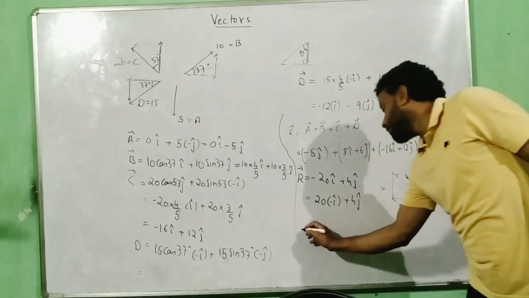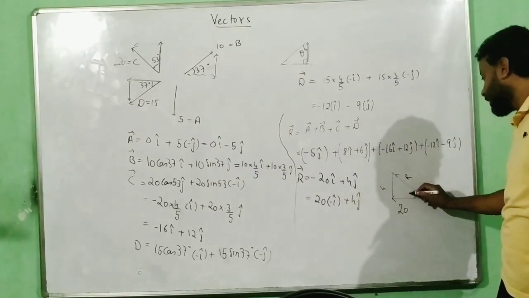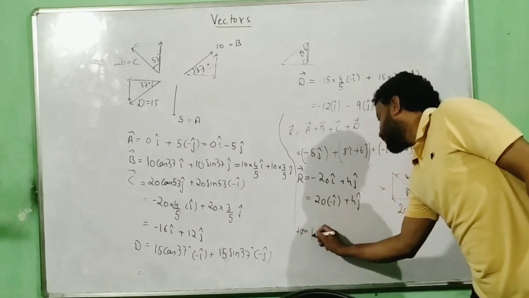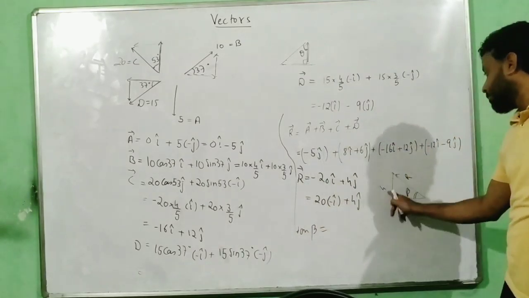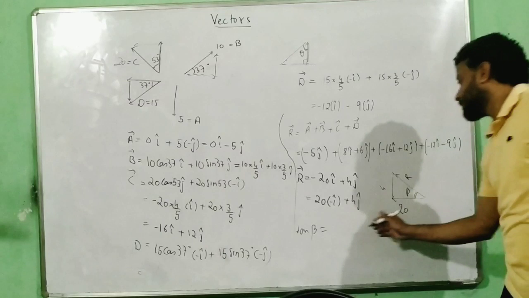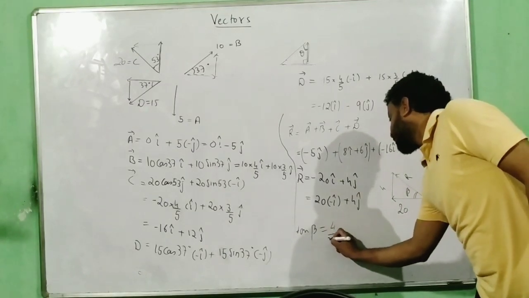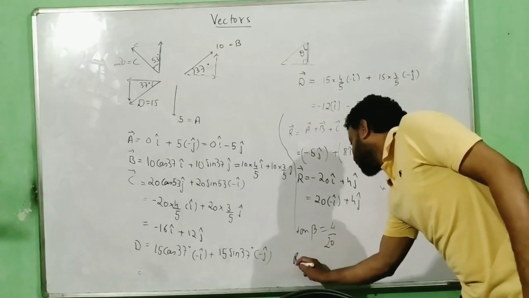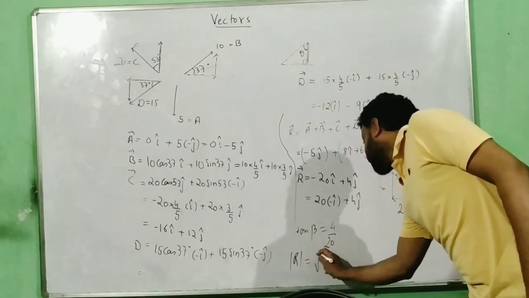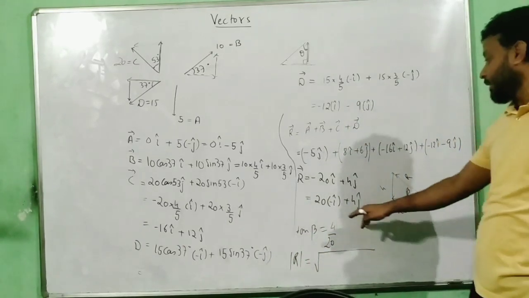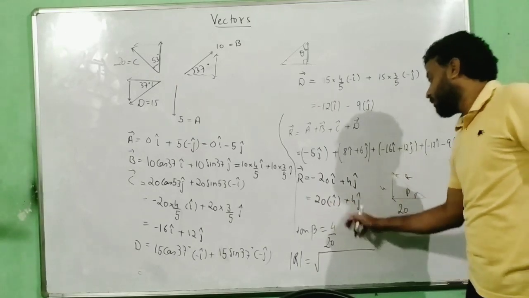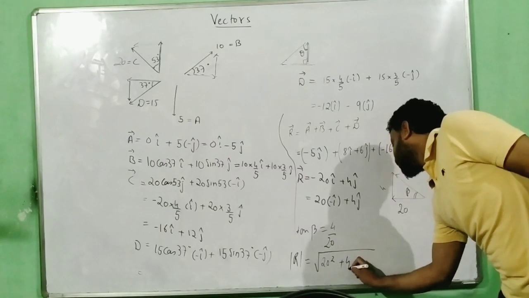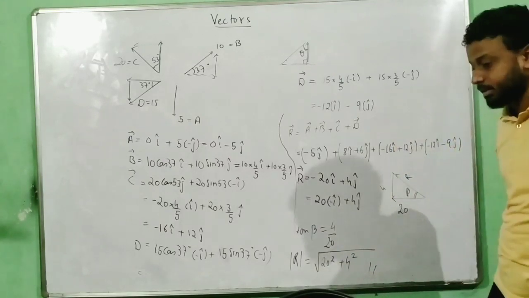And what is this angle beta? I can now find the resultant angle beta. So I can find tan beta, that is equal to perpendicular divided by base. Okay, and then you simplify. And how will you find the resultant magnitude? Magnitude you can find by finding the square of this. So 20 square plus 4 square, and the square root of that. This is how you find the resultant.